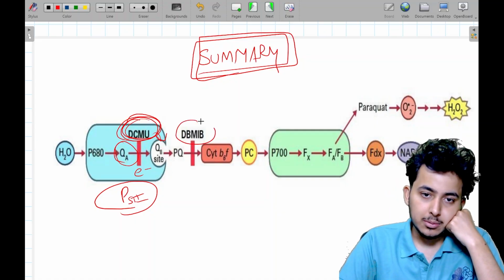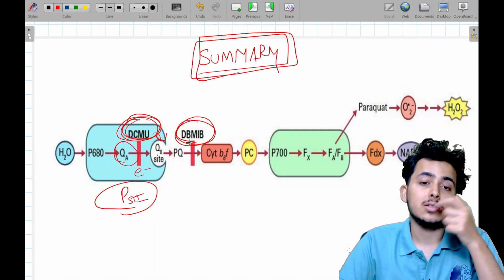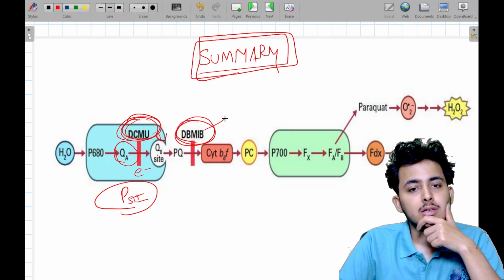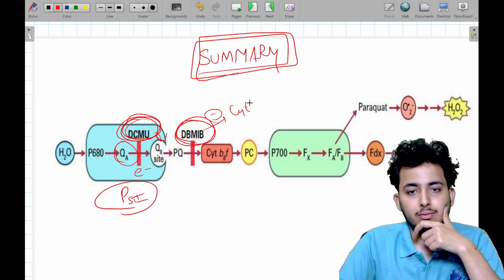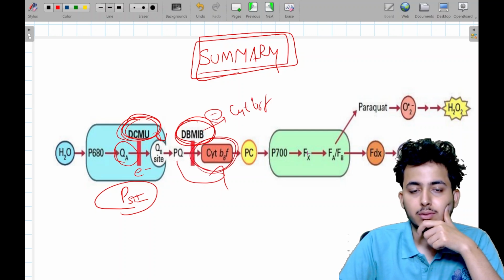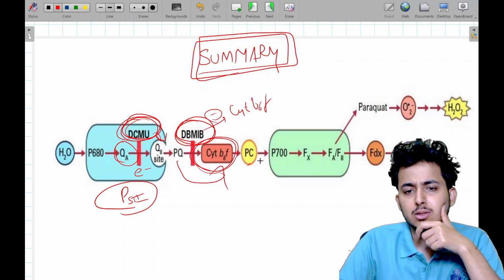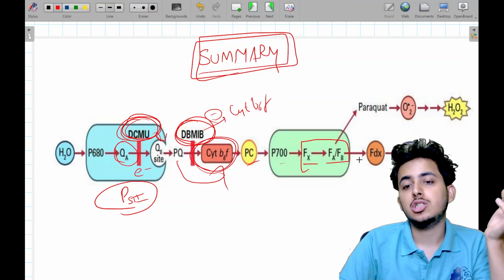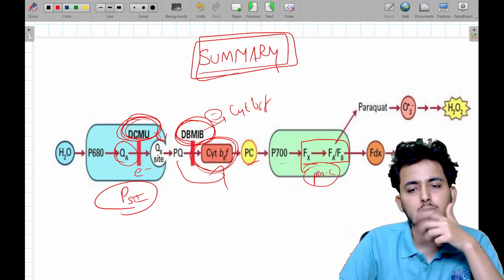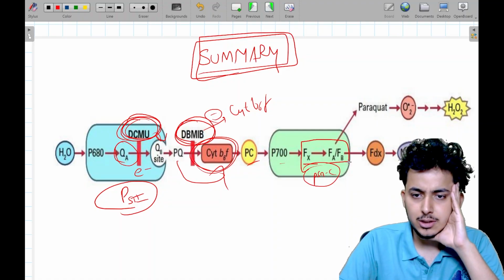Then DBMIB, this is something I told you in the last class. This inhibitor basically inhibits cytochrome b6f, so it blocks the electron flow from the PQ to the cytochrome b6f. And then you have plastocyanin, P700, FX, FA, FB. I told you all these iron clusters, and the genes which are responsible, coding for the proteins, PsaC and everything.